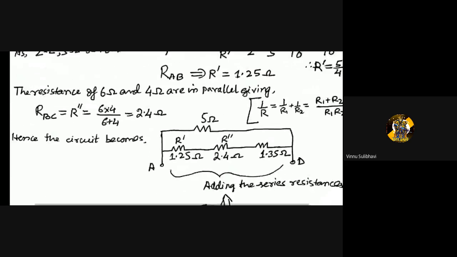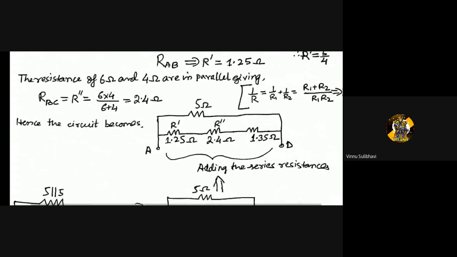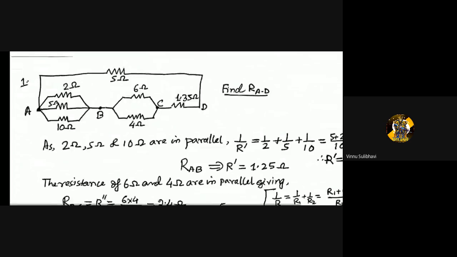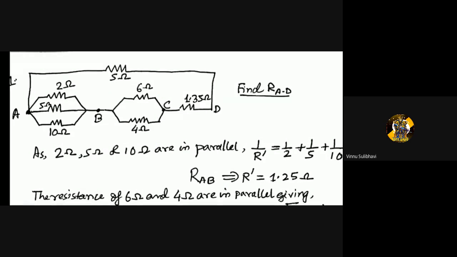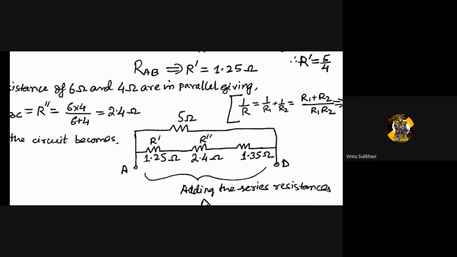So from section A to B, we got 1.25. From section B to C, here we got 2.4, and along with this in series there is 1.35 from C to D. So we just place it, and along with this entire thing A to D, we have in parallel a 5 ohm resistance.